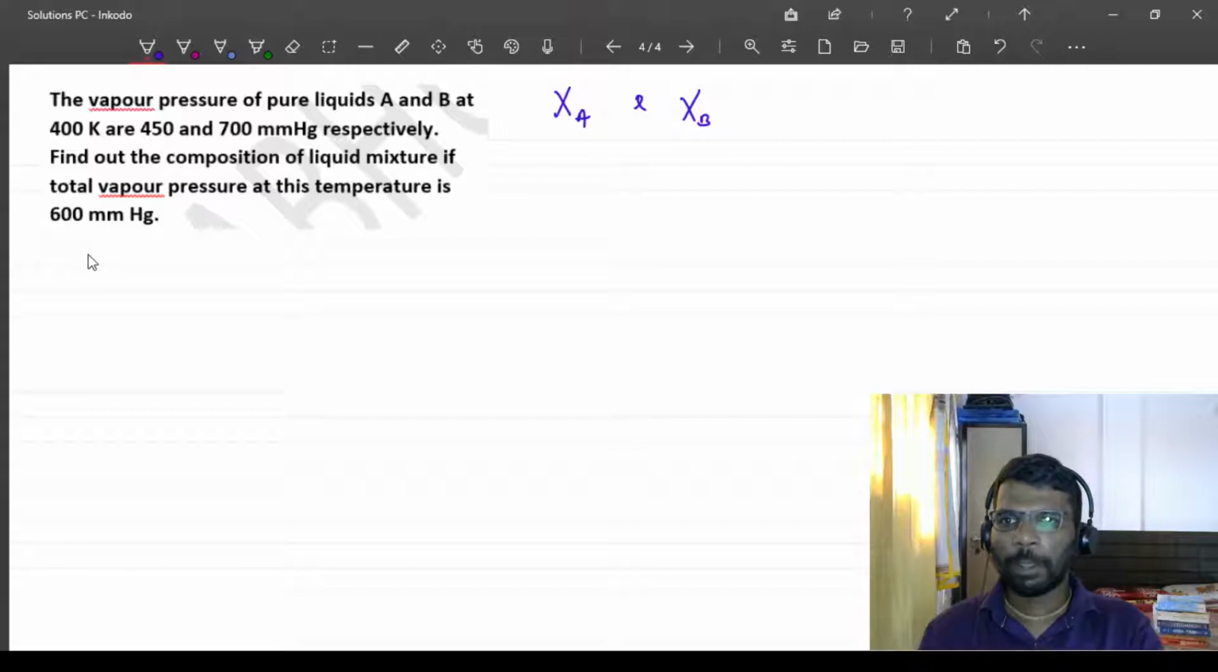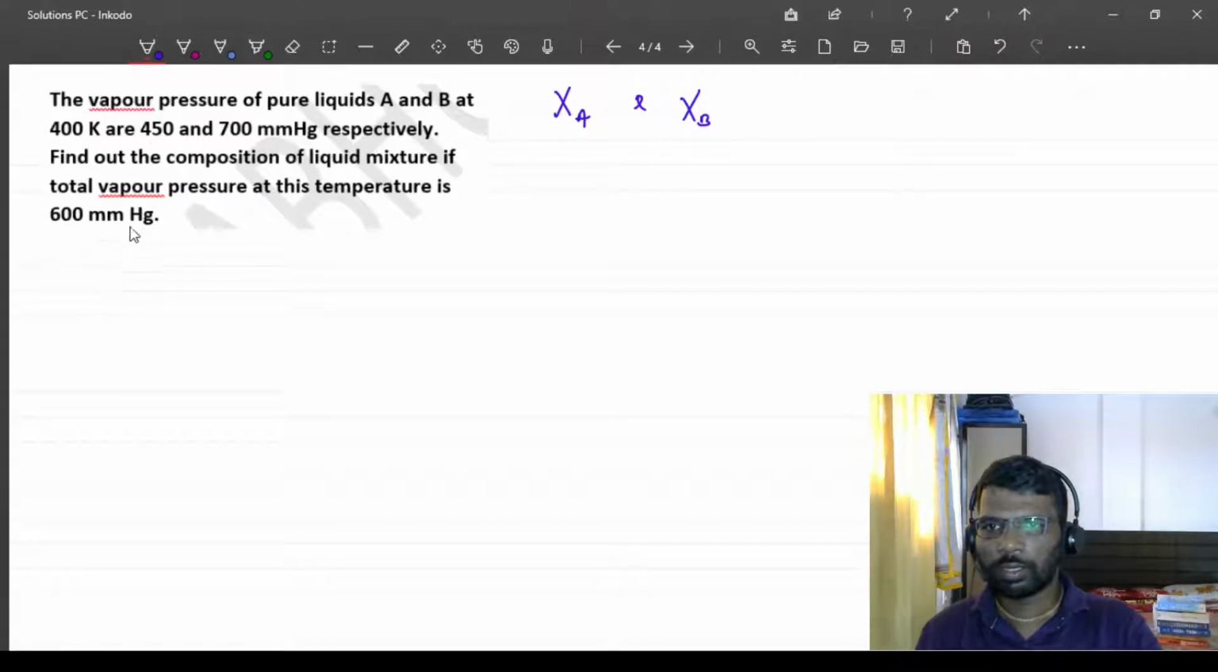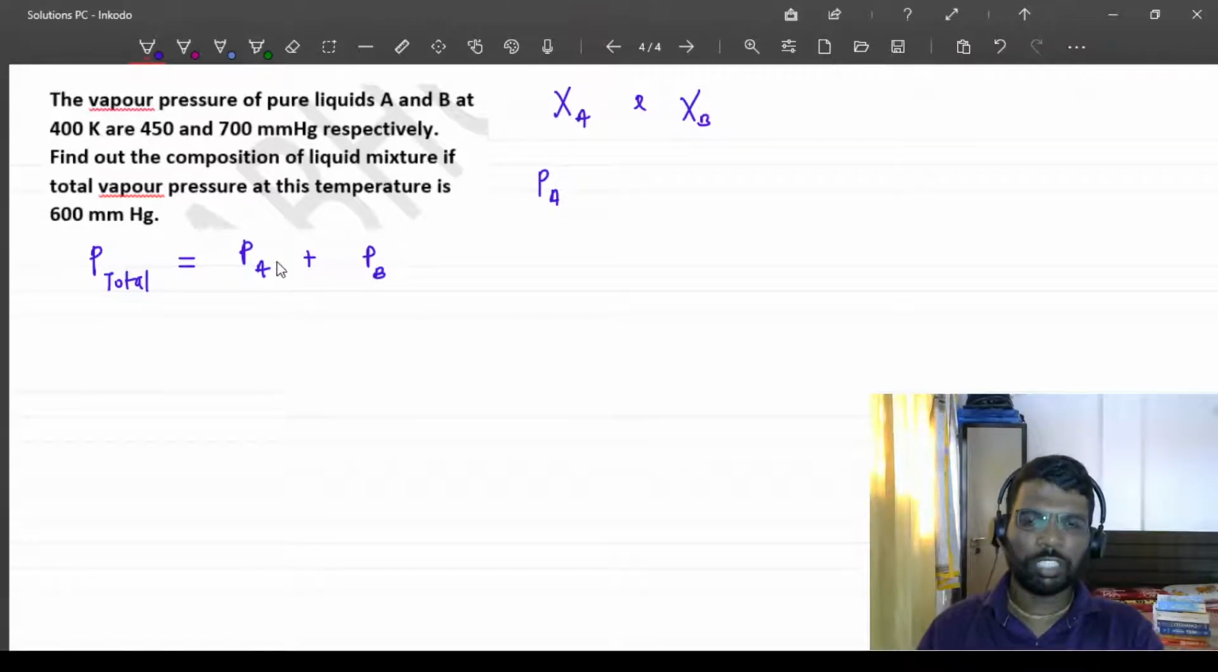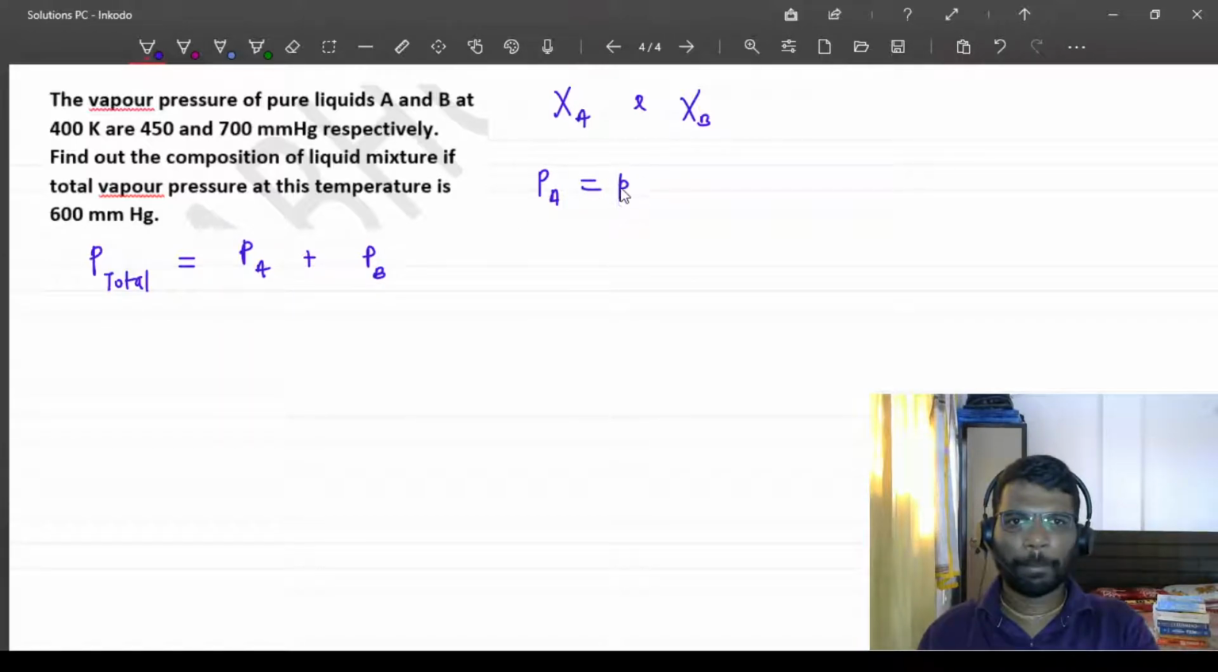Now here, I will start with this P total. They have also given the total vapor pressure. So P total, I will write, will be the partial pressure of A plus the partial pressure of B. Now what is the partial pressure of A in the solution when it is mixed in a solution? Partial pressure of A is given to be P naught A into the mole fraction of A.